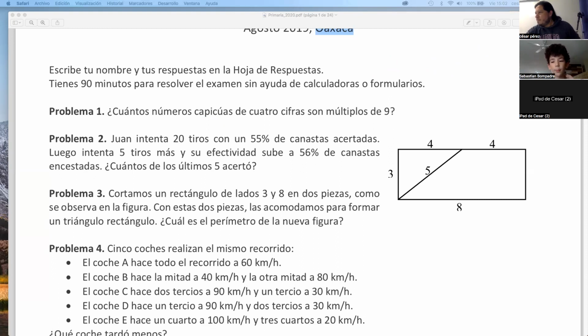It's a number like 4444. Allowed? Yes. If all the numbers are equal, it's a Capicúa. Also, it's a Capicúa. Sí, sí, sí es permitido usar 4444.